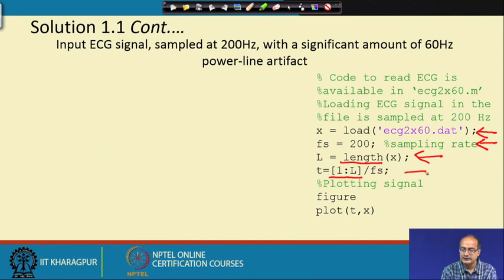To get a new plot, first we need to issue a command called figure, which will create a pane, and then we plot T comma x, the variables for plotting. So, here is the plot we get.